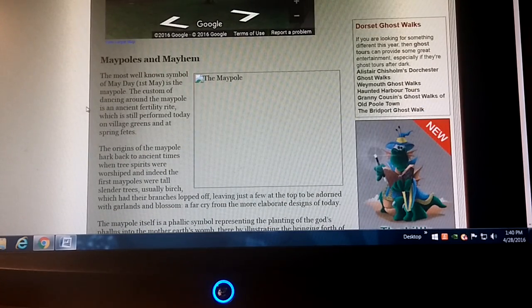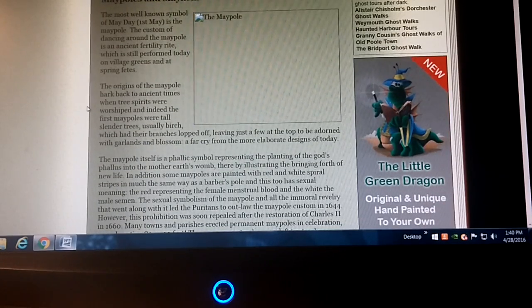Okay. It says the most well-known symbol of May Day, 1st May, is the Maypole. The custom of dancing around the Maypole is an ancient fertility rite, which is a ritual which is still performed today on village greens and at spring fetes. I don't know how to pronounce that word. The origins of the Maypole hark back to ancient times when tree spirits were worshipped. So this is about worship other than God. It's about worshiping false gods and false idols. And I'll show you that a little bit deeper here in a few minutes, how it connects with May Day. And indeed, the first maypoles were tall, slender trees.